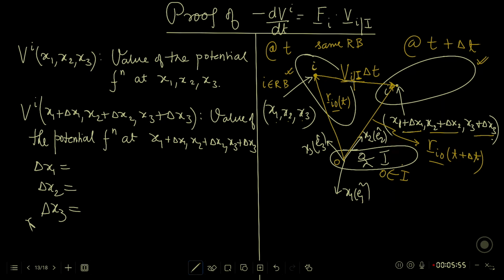Since the force is conservative, it has an associated potential function, and I am saying that the value of the potential function when the particle I is at x1, x2, x3 is this, and this is happening at time t. At time t plus delta t, since the coordinates of the point I have changed, the value of this potential function will also change in accordance with what is written in the argument here.